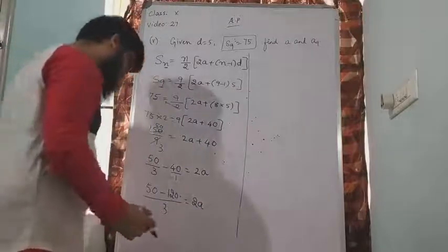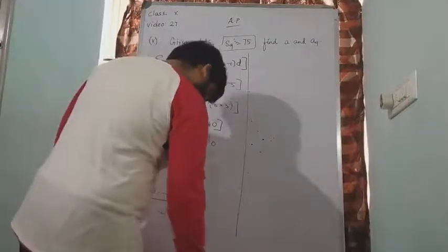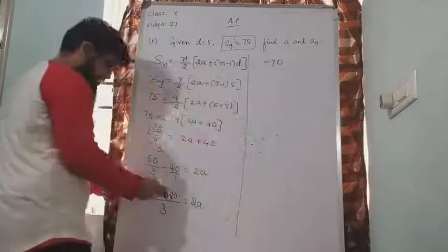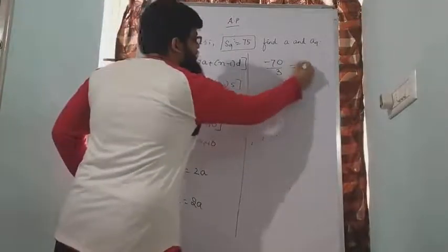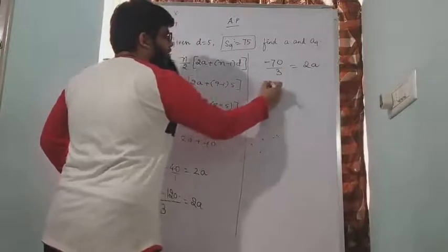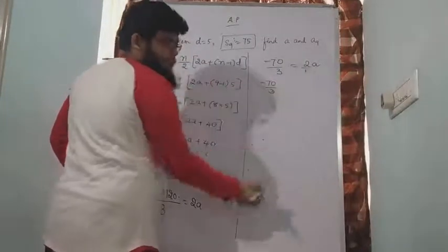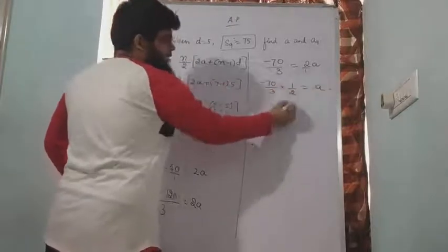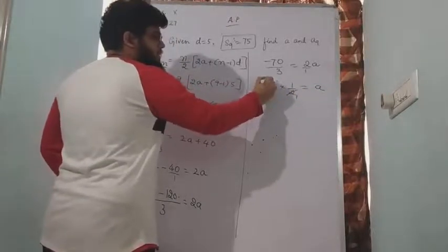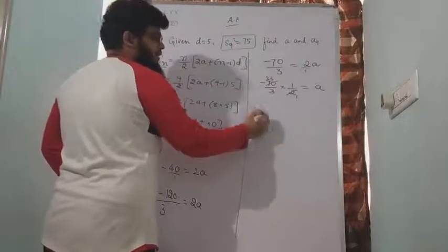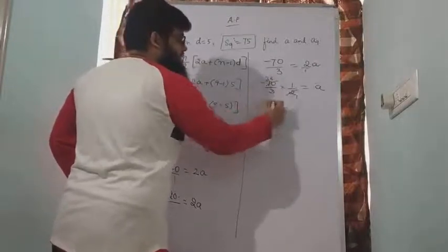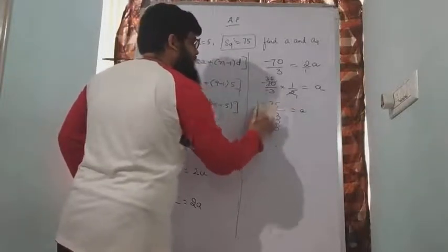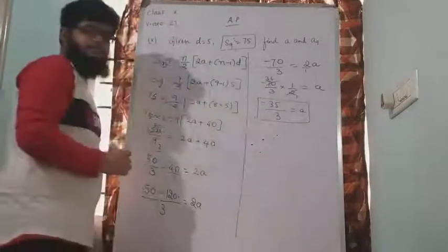Now 120 minus 50 is minus 70 because 120 is greater, divided by 3 is equal to 2a. Minus 70 by 3. This 2 is like 2 by 1. 2 by 1 if you take it on the other side becomes 1 by 2, is equal to only a is remaining. 2 1s are 2, 2 3s are 6, 1 carry, 2 5s are 10. So you get 35 1s are 35 with minus, divided by 3 1s are 3. And that is the value of it, minus 35 by 3.